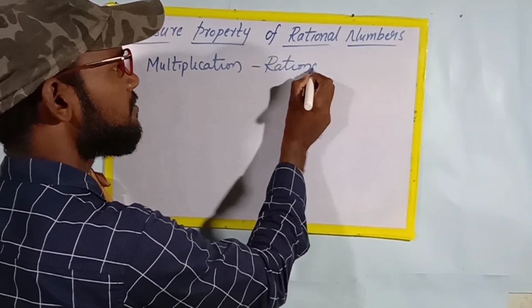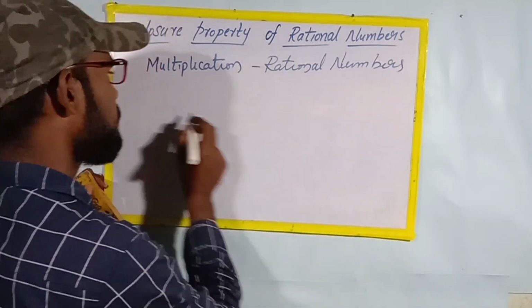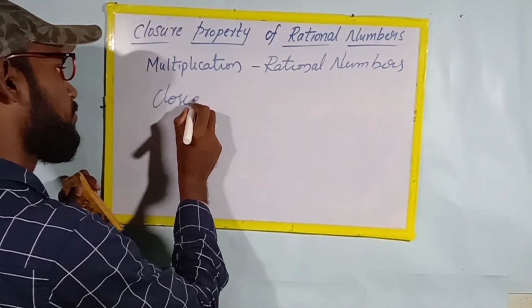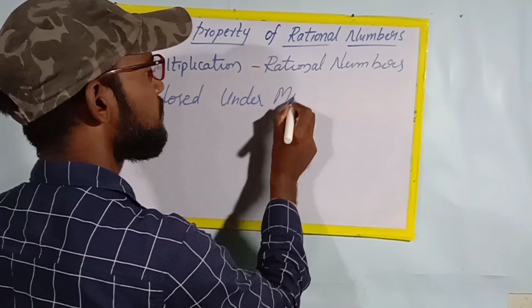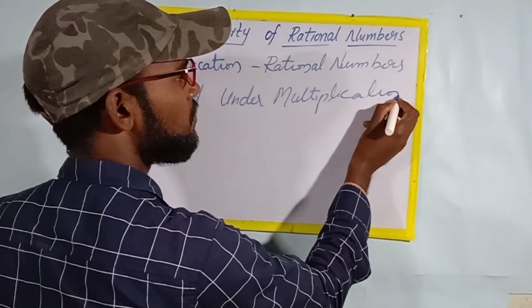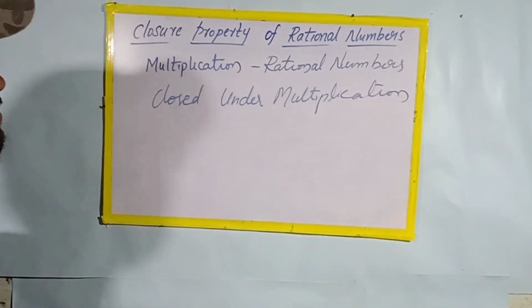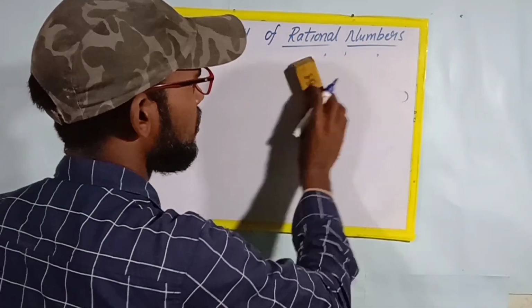Rational numbers are closed under multiplication. So rational numbers are closed under multiplication. Completed. Next one, last one is division.